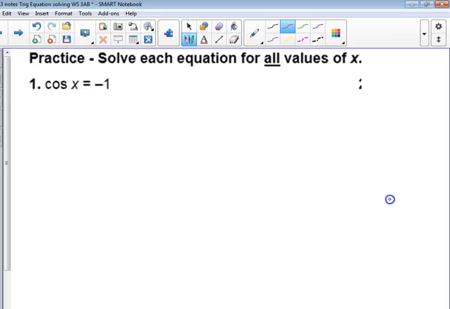All right. Easy peasy. We can do this. This is an easy one. Where's the cosine -1? Nothing to do. Just pick up the unit circle, look, and tell me: pi. Is that the only place?